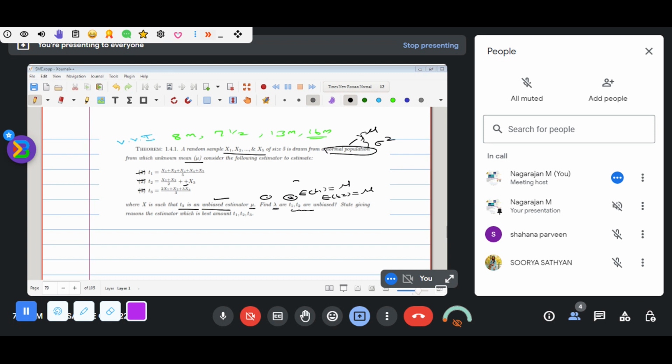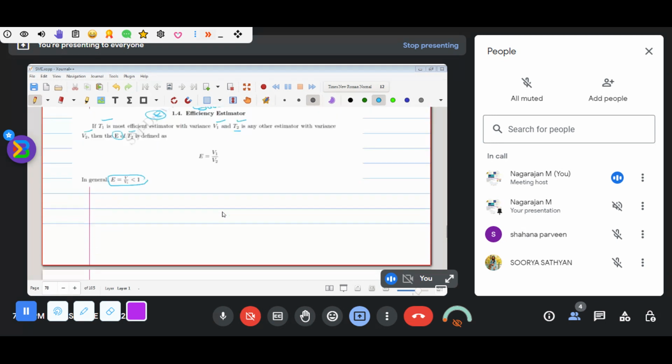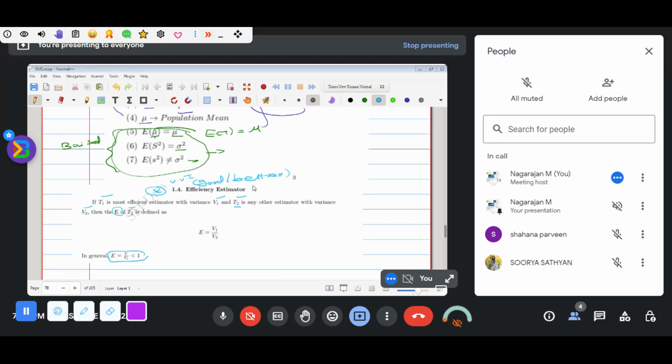Second question. Okay. And what is the third question? State, giving the reasons, the estimator that is best. This best meaning I already told you efficiency: good or better estimator. Therefore, best estimator or better estimator, both are the same only. You satisfy this condition. What is the condition here? Less than 1. Less than 1 condition.